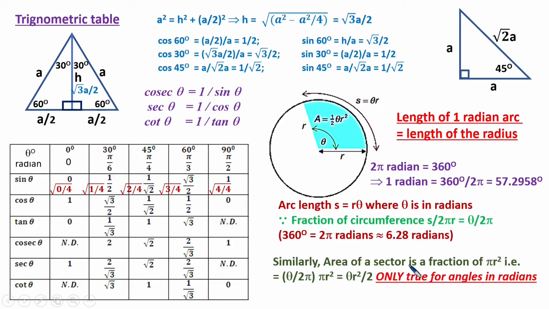And similarly, the area of a sector is a fraction of the area of the circle, which is pi r square. So the area of this shaded blue region is half theta r square. How do you get that? It is a fraction of pi r square, the total area of the circle. That fraction is theta by 2 pi. So I take theta by 2 pi times pi r square, the area of the circle. The pi and pi get cancelled, so I have theta r square by 2. This is true only if the angles are taken in radians.